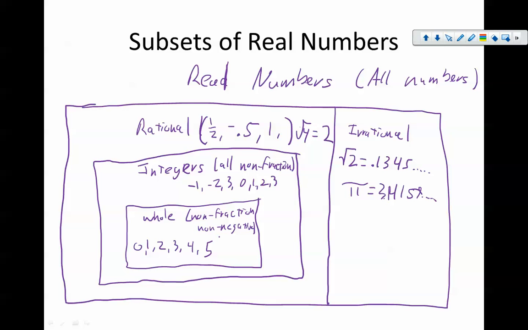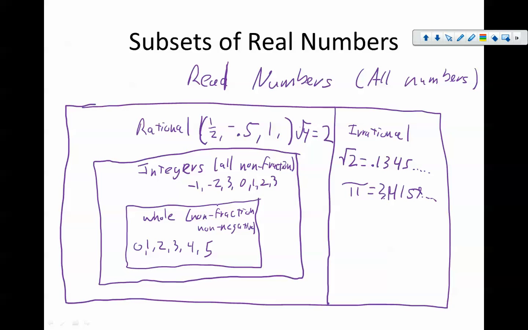The whole numbers are just non-fraction, non-negative numbers. Integers are anything that's not a fraction or a decimal, so negatives and all of the whole numbers. Rational numbers are all things that we can create into a fraction or a decimal. That includes whole numbers. And the irrational numbers are all of these decimals that don't end. Notice that everything that is a whole number is also an integer, right?